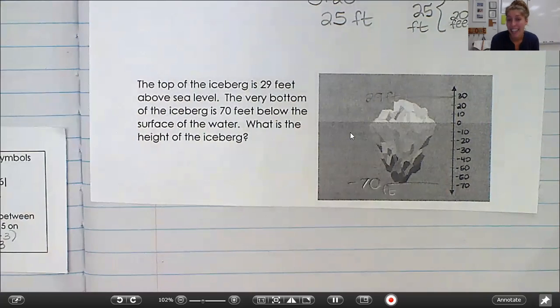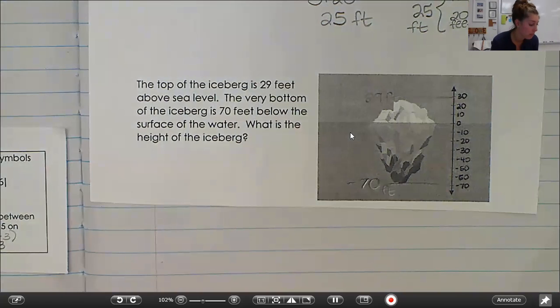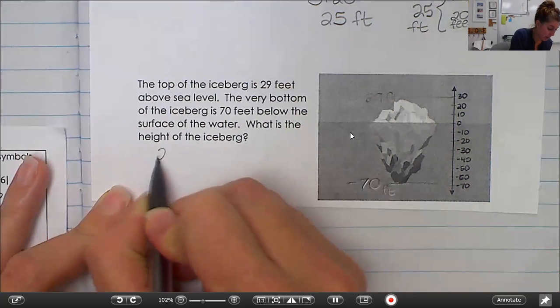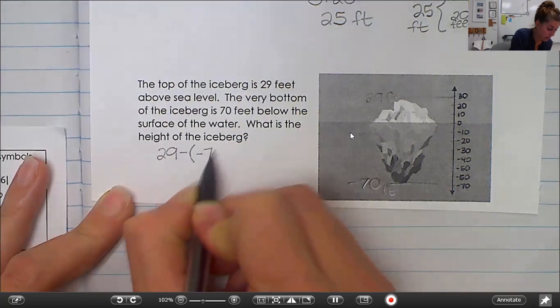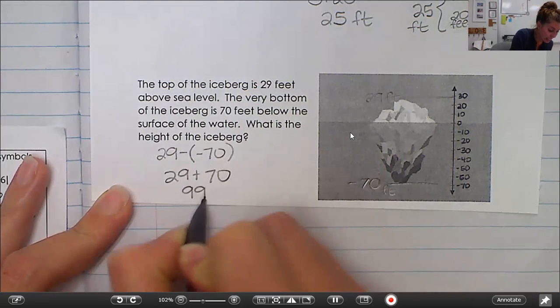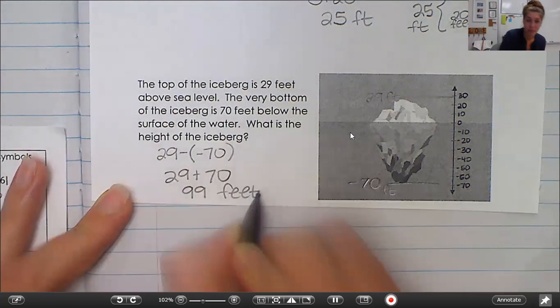Okay. What is the height of the iceberg? So again, if I think about that distance, what I'm really doing is finding the distance from 29 to negative 70, right? Going all the way down. And I'm going to add those two distances together, 29 and 70, for a total of 99 feet. Okay.